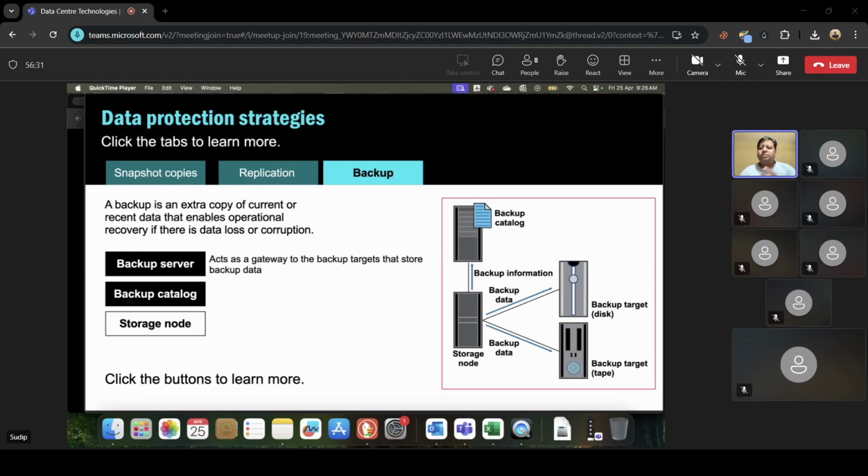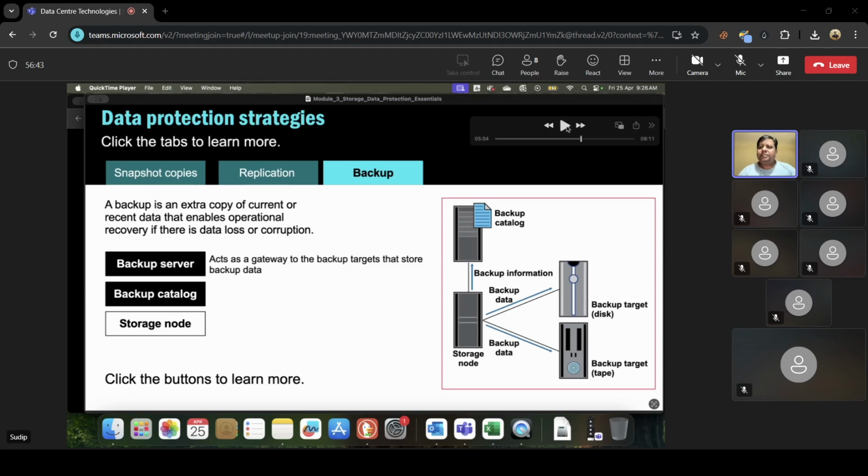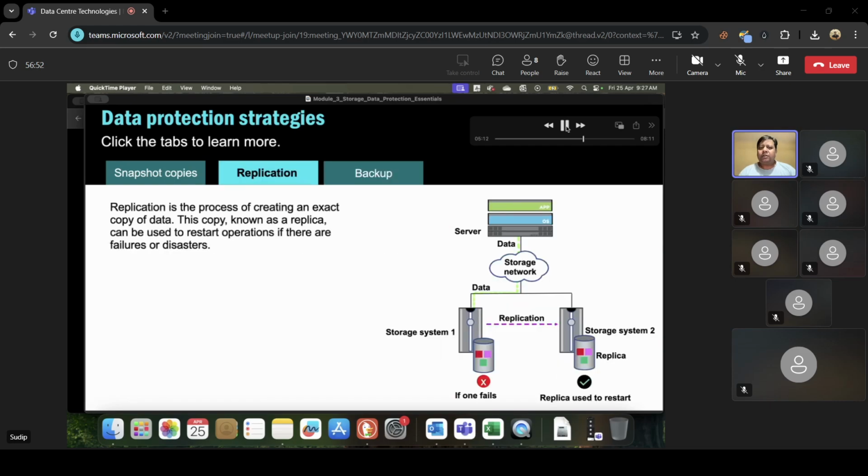Because there is no direct dependency between reading data from the storage system and writing to a target, because storage software is taking care of it. But in case of replication, that is not happening, because the storage is taking care of replicating all the data. Only it can happen from the same manufacturer to same manufacturer.